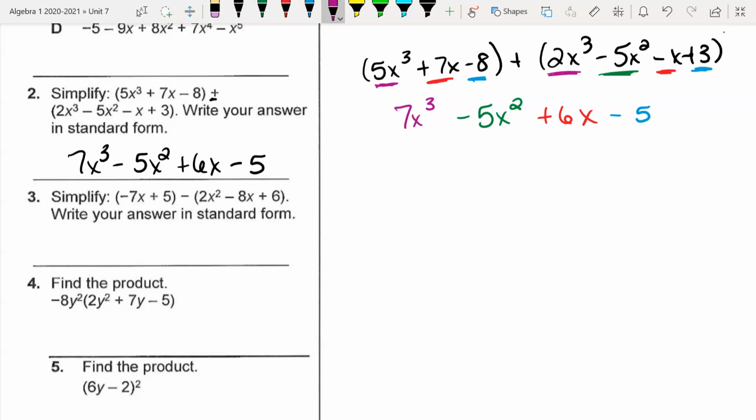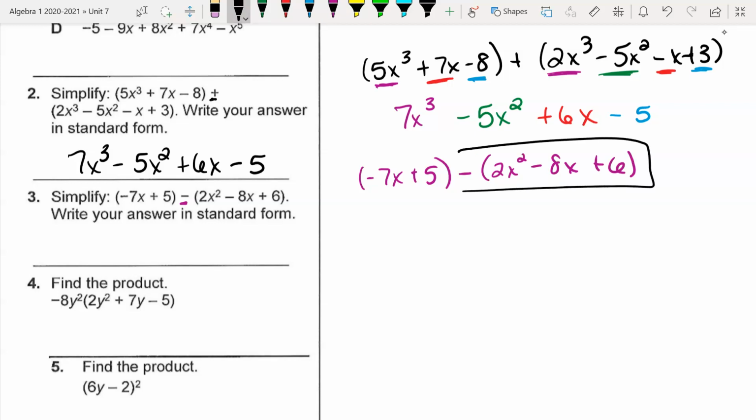All right, next one says simplify as well, but this is a minus sign. So we have negative 7x plus 5 minus 2x to the second minus 8x plus 6. The way we taught it is we rewrite this part by changing all the signs that are in the parentheses. So this first one does not change. The second one becomes negative 2x to the second plus 8x minus 6, and then we combine like terms by starting with the highest exponent, working our way down.